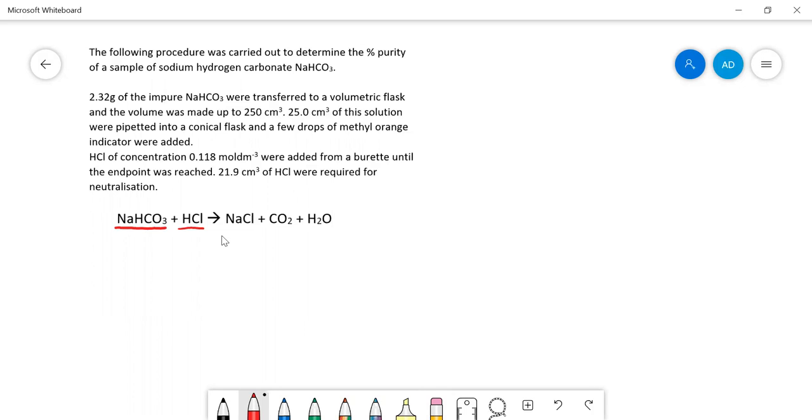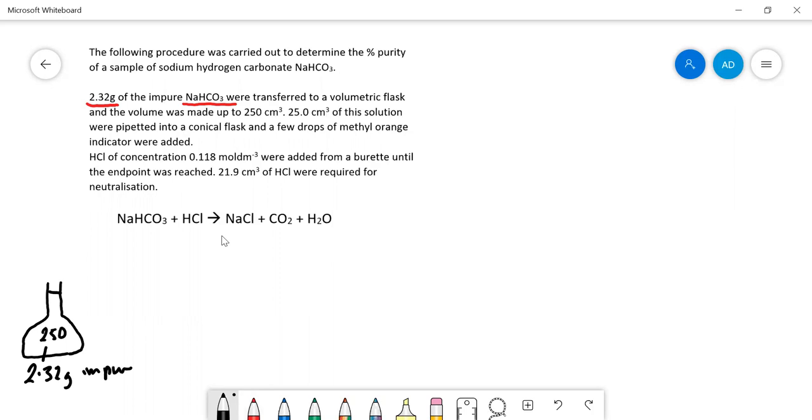So let's start drawing some little pictures like we've done in the past. We're going to have a volumetric flask, 250 centimeters cubed. In there we are going to have 2.32 grams of impure sodium hydrogen carbonate. Then we're going to take out, made up to 250, take out 25 of that and put it into a conical flask. So take a tenth of it out.